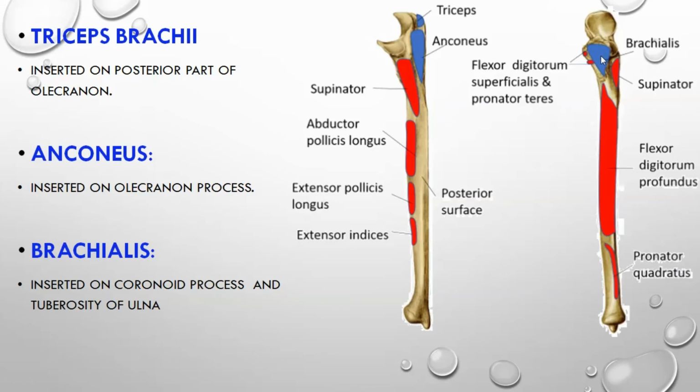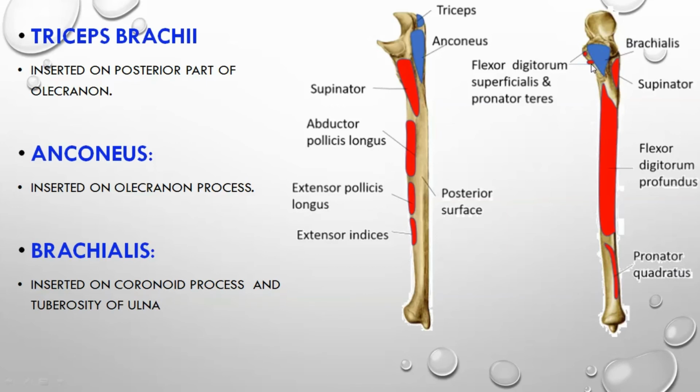So on the upper end, three muscles insert. Two muscles insert on the posterior surface of the Olecranon, which are triceps and anconeus. The third muscle inserts on the anterior surface of the coronoid, and on the anterior surface the most prominent is the ulnar tuberosity. So the brachialis is inserted on the tuberosity of ulna. Look at the picture. This is the posterior surface which gives insertion to triceps and anconeus. The third muscle inserts on the anterior surface of the coronoid process, on the tuberosity of ulna, that is brachialis.